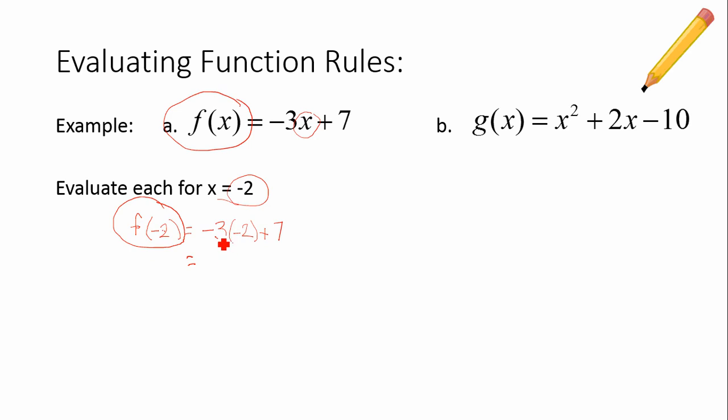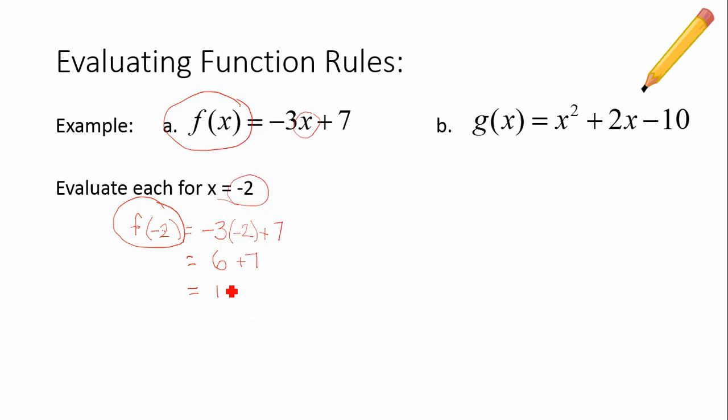So negative 3 times negative 2, because we do PEMDAS, right? We remember our PEMDAS, start with parentheses, exponents, multiplying and dividing, and adding and subtracting. These two numbers are supposed to be multiplied, so it becomes positive 6 plus 7. And if I continue calculating that, I get 13.